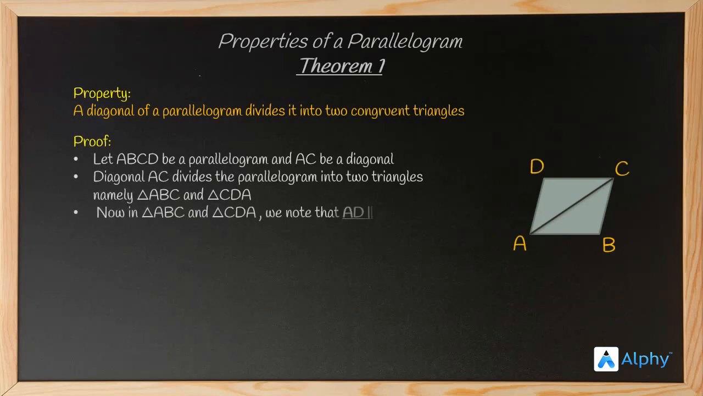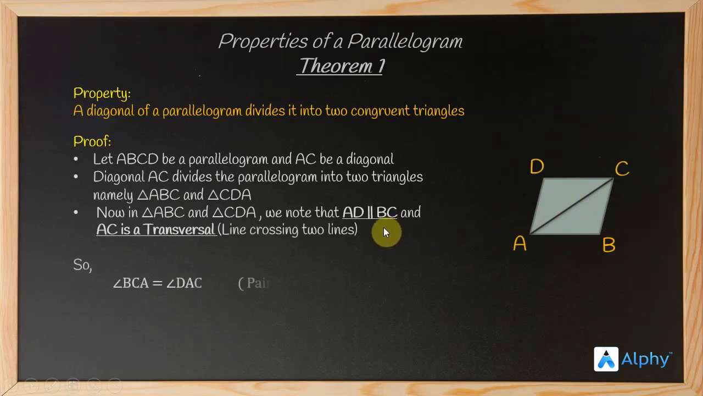Now, if you observe, AD is parallel to BC and AC is a transversal. What I mean by this is, for the given parallelogram, AD and BC are sides of the triangles as well as they are parallel to each other, wherein the diagonal AC is acting like a transversal. Transversal is the line which crosses two other lines. So what is the conclusion we get from this observation? We note that angle BCA becomes equal to angle DAC by using the property of pair of alternate angles.